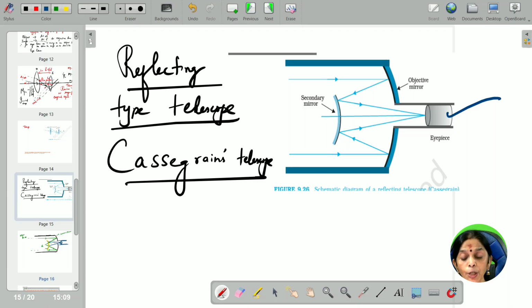Same way you have to draw. I taught you how to draw, the same way you can draw. So in this, what is the formula for the magnification power? Same, FO by FE. What are the advantages of it?